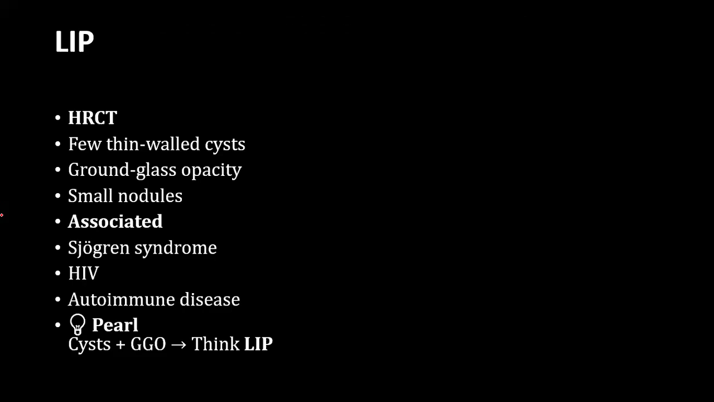Next is LIP, right? LIP is in which you will see thin wall cysts, but a ground glass opacity will be seen adjacent to the cyst. Sometimes nodules can also be seen. Strong association with Sjogren syndrome, autoimmune disease, and HIV. So these are things we need to remember: Sjogren syndrome, HIV, and autoimmune diseases, right? And LIP cysts are usually thin wall, with ground glass opacity and nodules, right? And cyst with ground glass opacities, as always think about LIP.